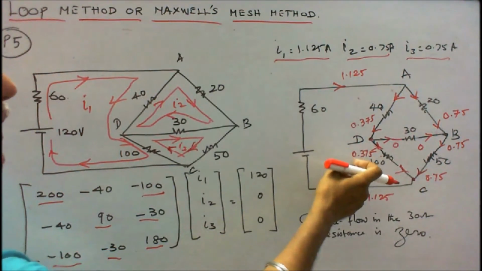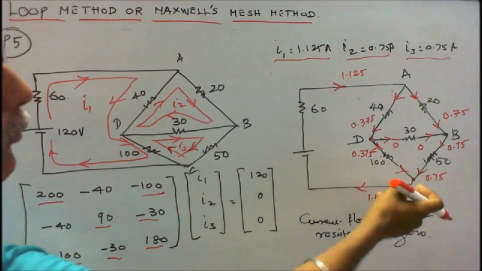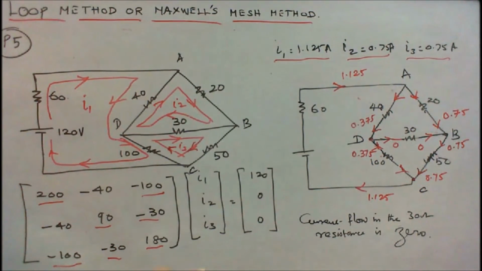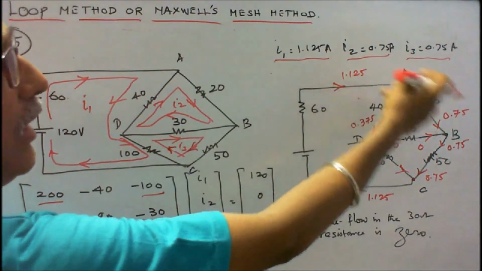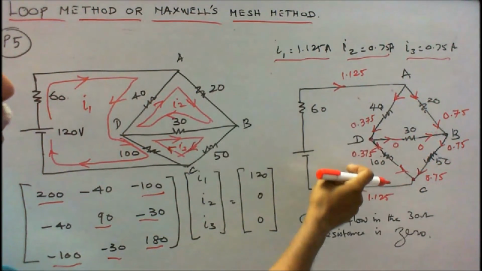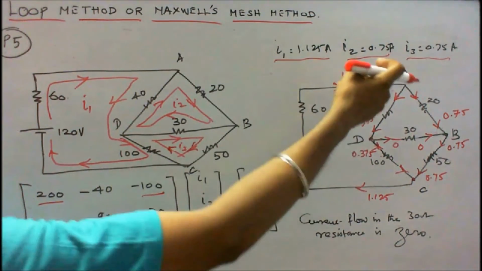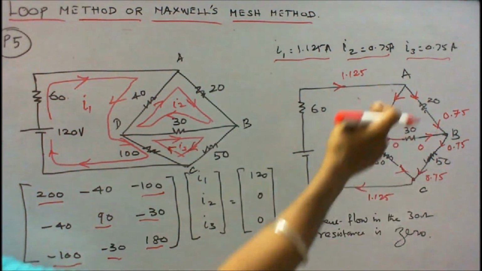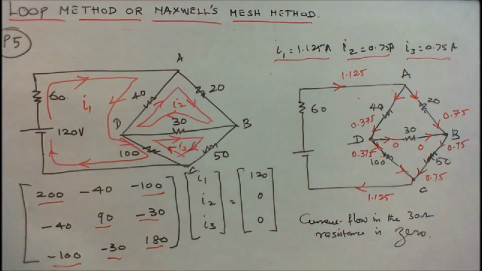Here this is 0.75. Here this is 0.375. 0.375 plus 0.75, that is equal to 1.125. Kirchhoff's current law is verified. So the current flowing through the branch AB is equal to 0.75, BC is equal to 0.75, CD is equal to 0.375, DA is equal to 0.375, DB is equal to 0, AC is equal to 1.125.